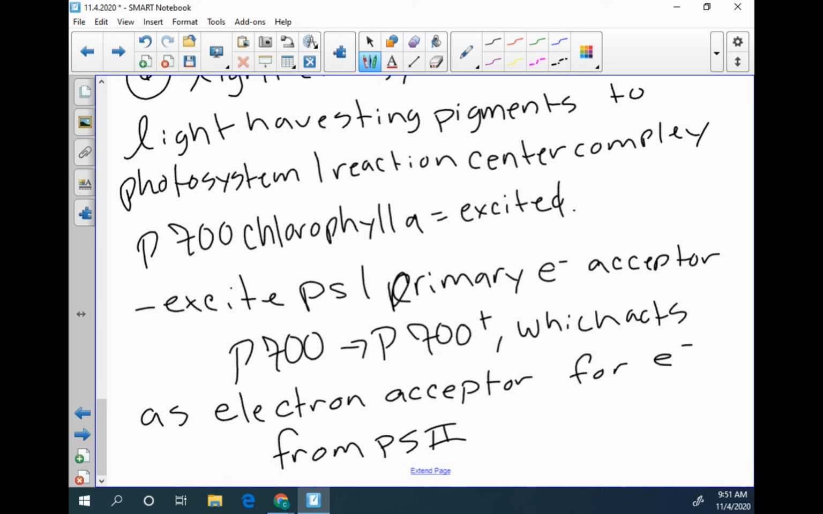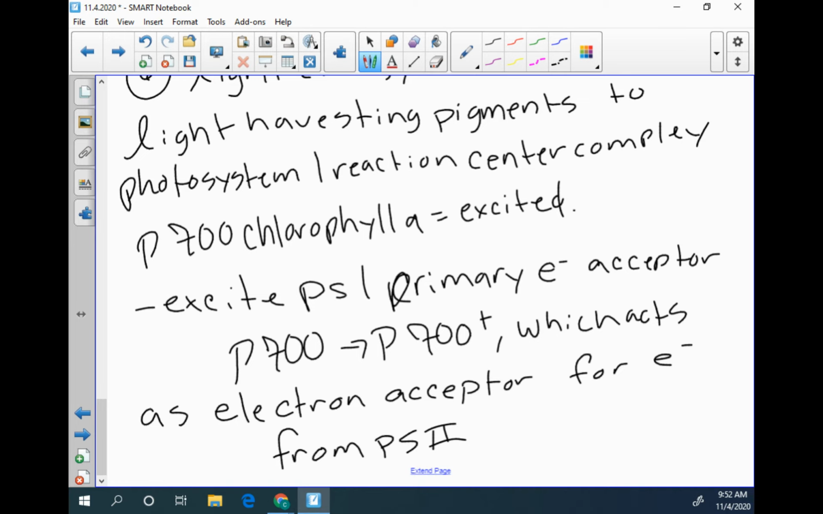So it's kind of confusing, but we've got our excited electrons from light that are exciting this primary electron acceptor. And when that primary electron acceptor is excited from the light electrons, it will accept even more, which allows it to be the electron acceptor for the electrons from PS2. So, we doing okay? That was a long step. Okay.